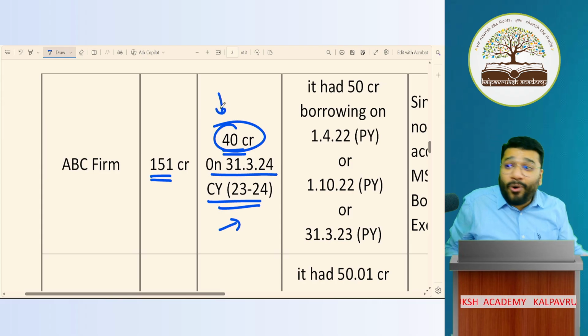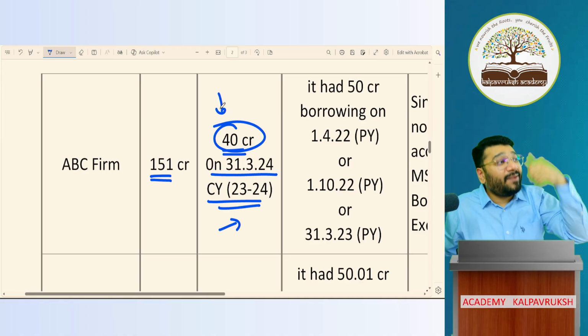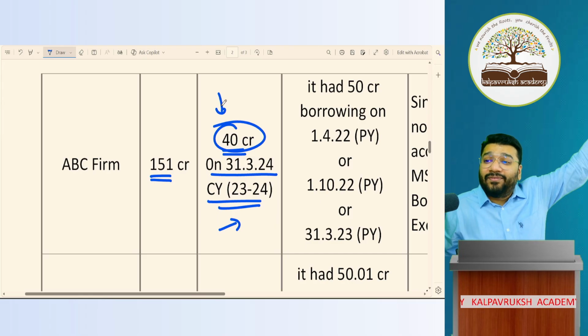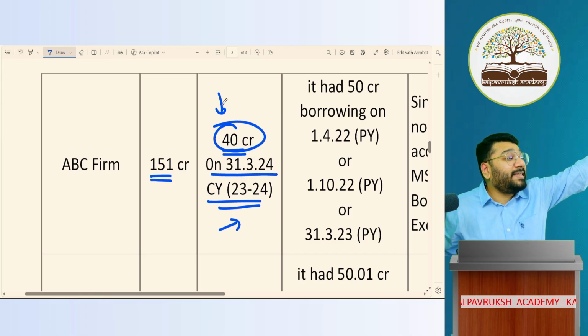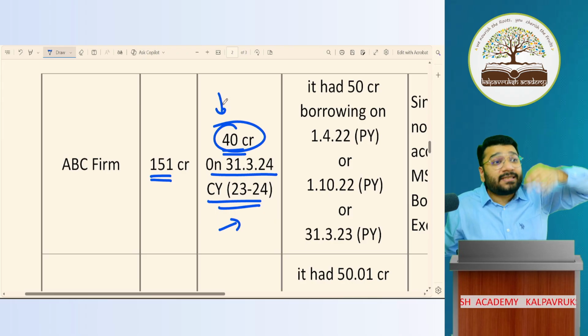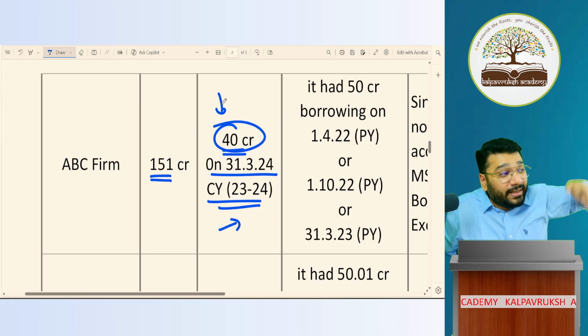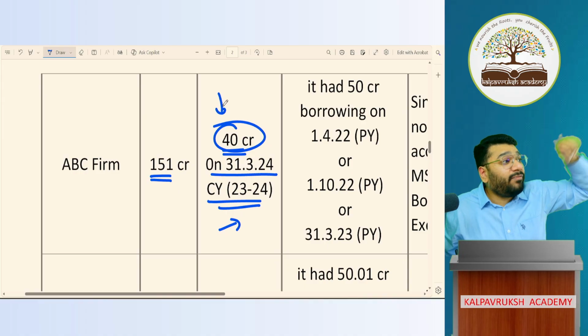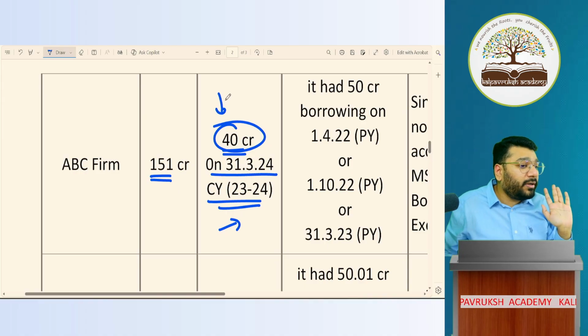We never see the borrowing of the current year for current year applicability. For current year applicability, we always see the borrowing of the previous year, the preceding accounting year. So current year's borrowing is not relevant for current year's classification. Whether it is turnover or borrowing, I'll see for the preceding accounting year. Got it, not got it?